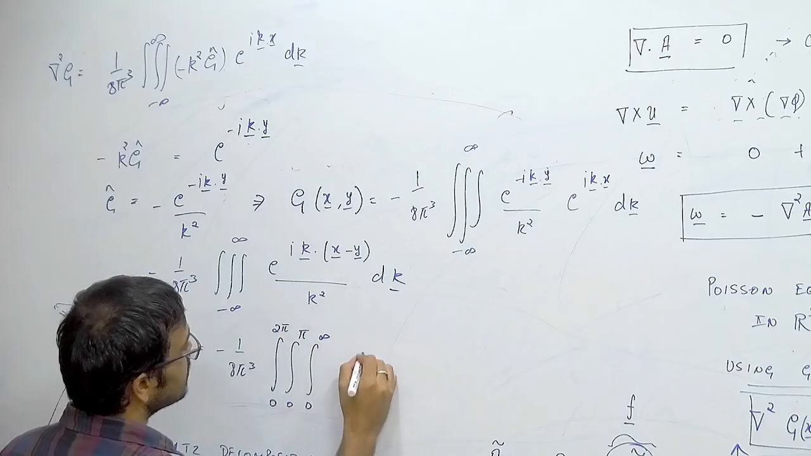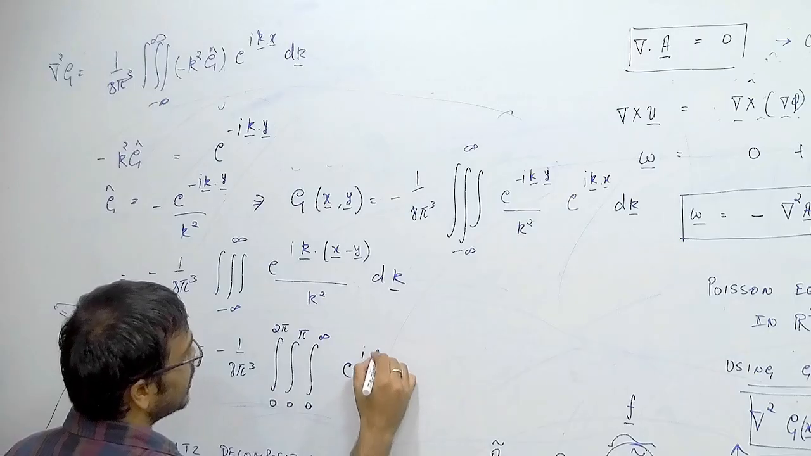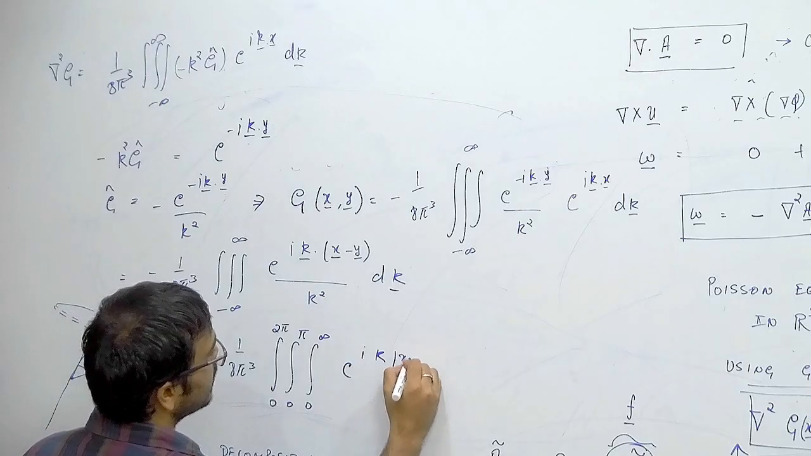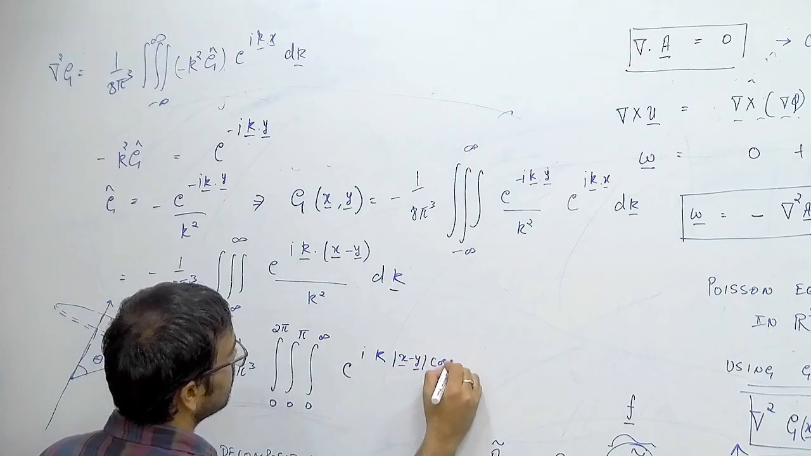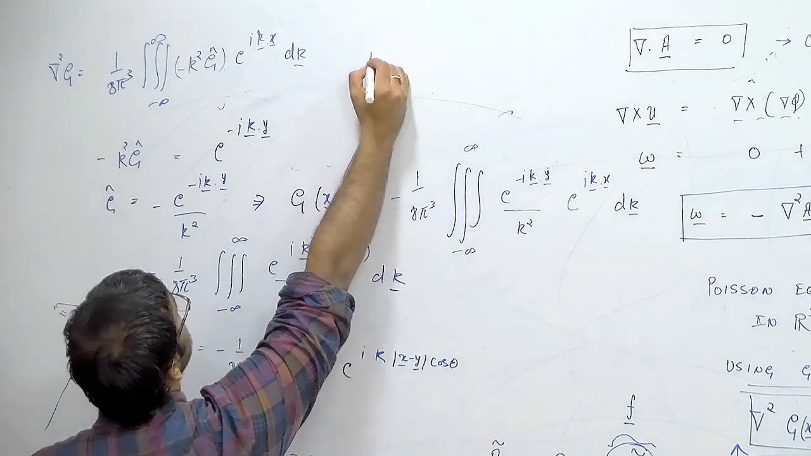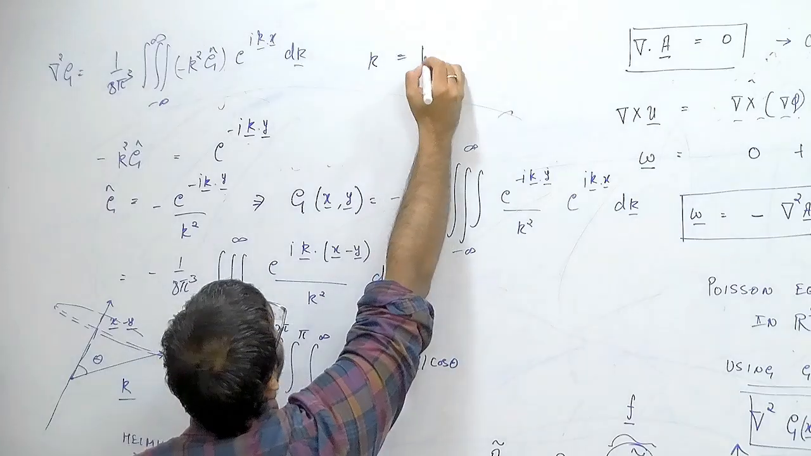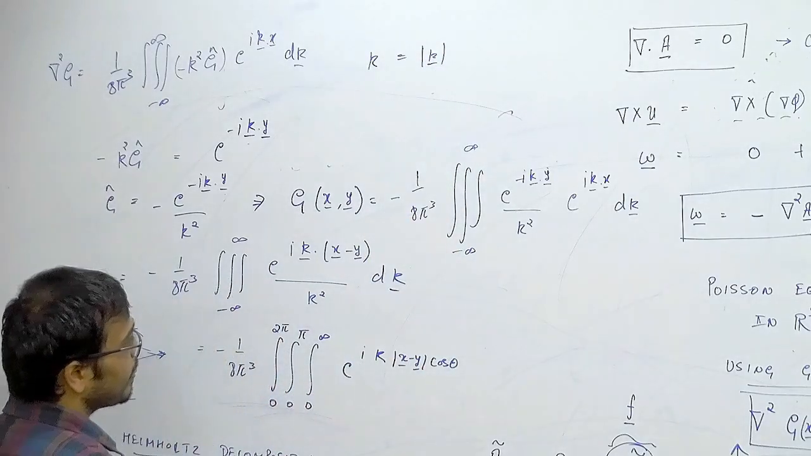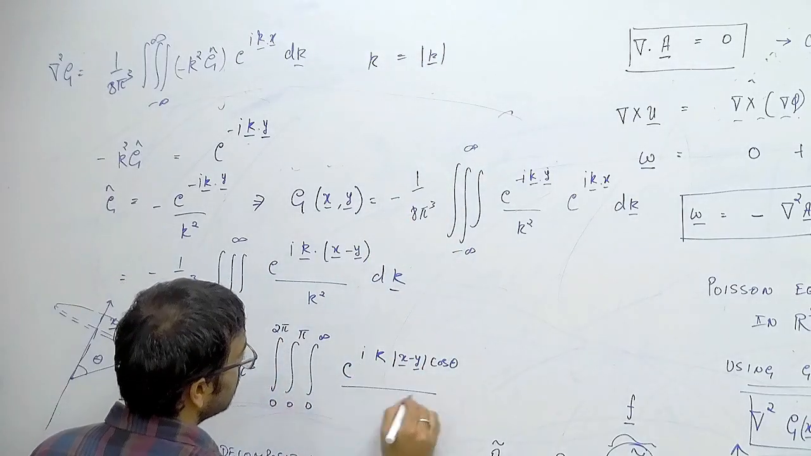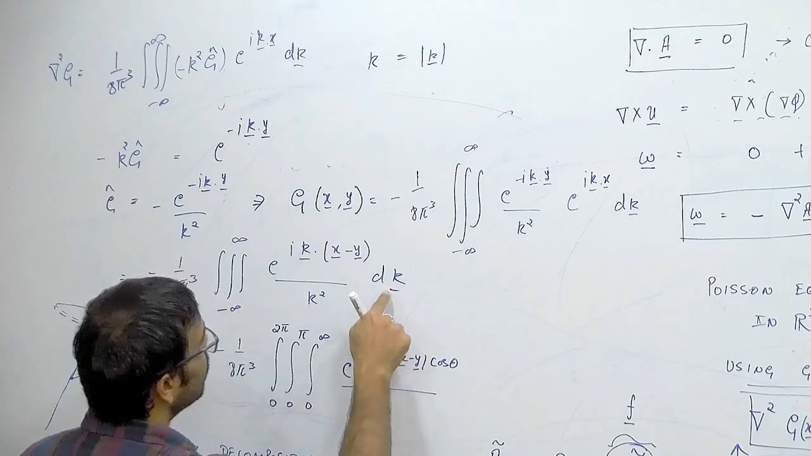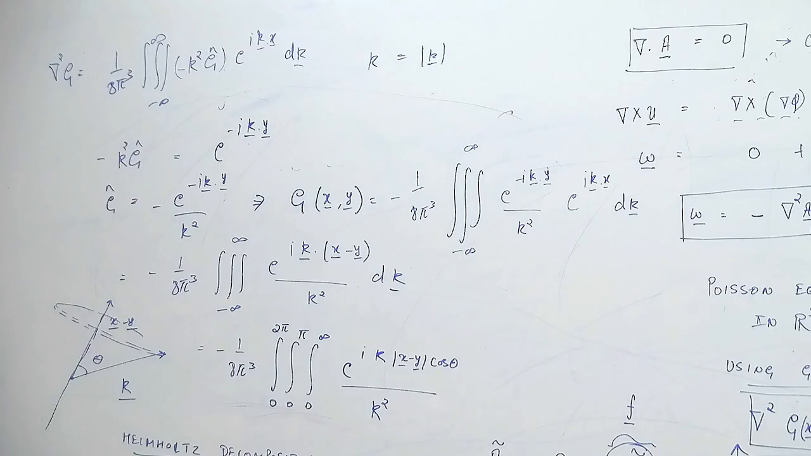So in this case this will be e to the power i k mod x minus y cos theta, the dot product. This k without any notation is basically mod of k. Okay. This is what you get divided by k square, and now we have to look at what our volume element is. What is the volume element in spherical coordinates? How do we get the volume element in spherical coordinates? What is it?